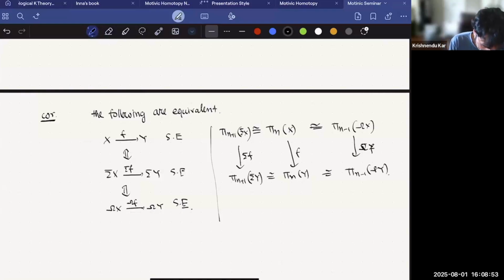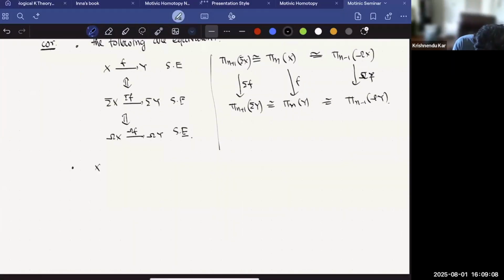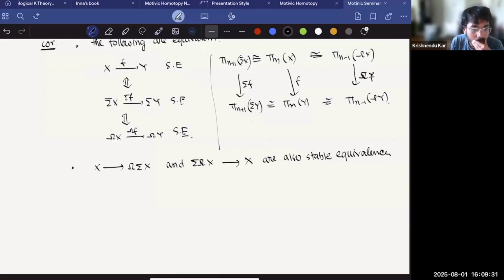As another corollary, this is your first corollary. As another corollary, you get that your loop-suspension adjunction, the adjunction unit and co-unit, are also stable equivalences. So x to loop suspension of x, this is the unit, this is the co-unit, and this is the unit, are also stable equivalences. You see this, right? This is true.